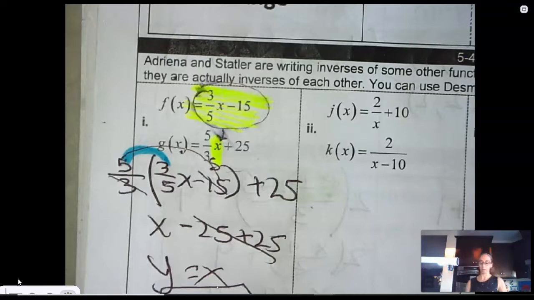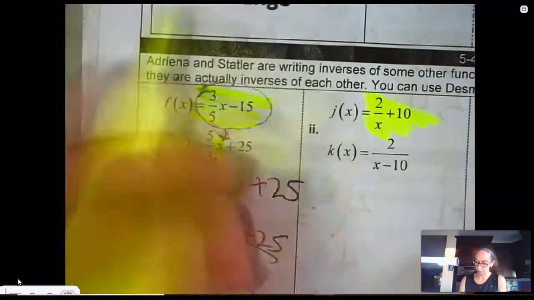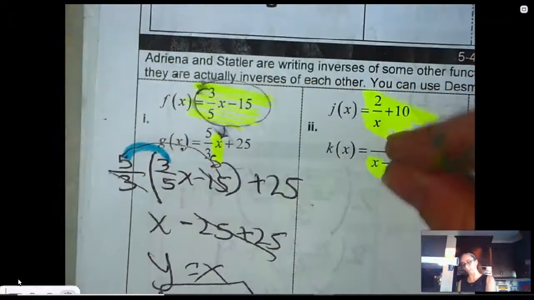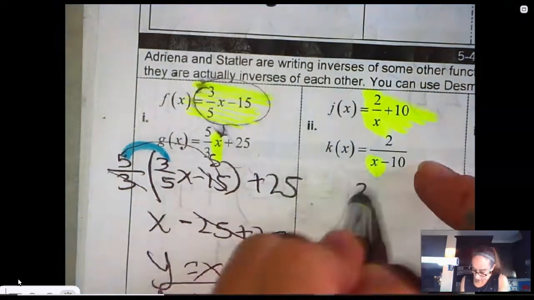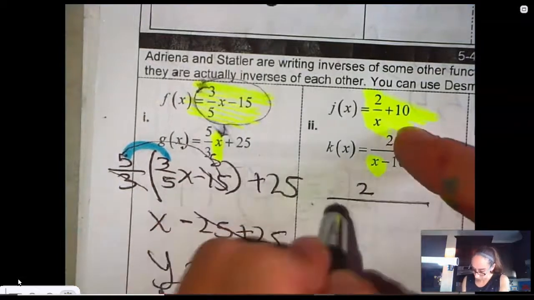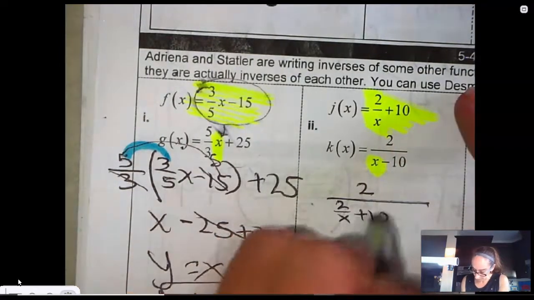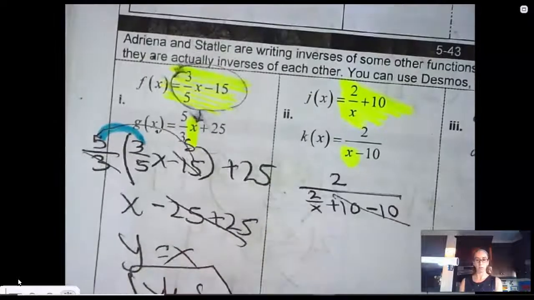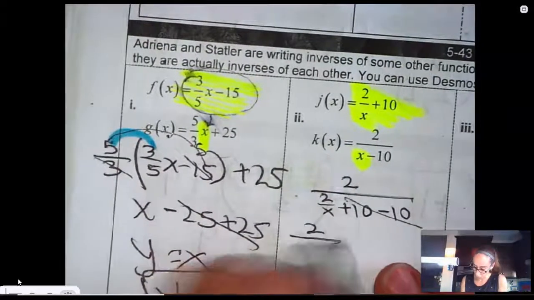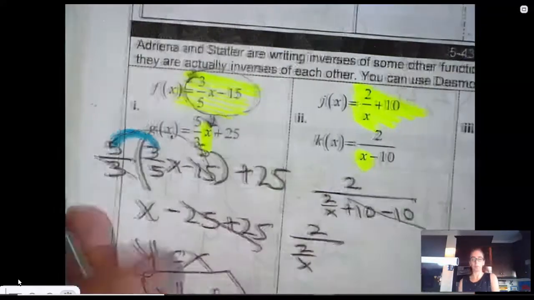All right, let's do this one. Take this, plug it into here, or you can take this and plug it into there, but it doesn't matter. That's just what I'm going to do. So I'm going to go 2 over x plus 10 minus 10. Okay, well that's gone. So it's really 2 over x.